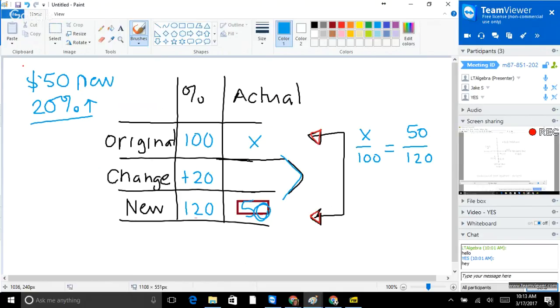So it always works, no matter what combination you have. Or, if they give you the original price, say the original price was $75, then this could be your X and you would just write an equation. It would be 75 over 100 equals X over 120.